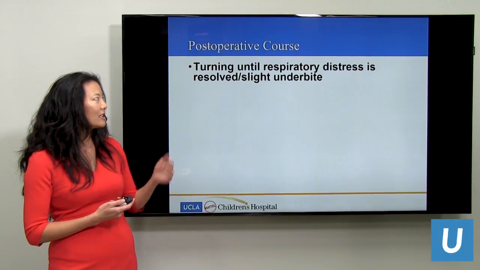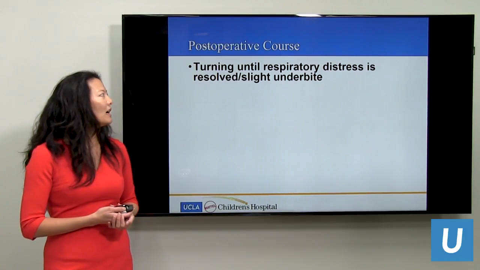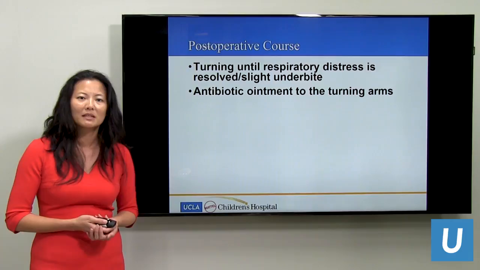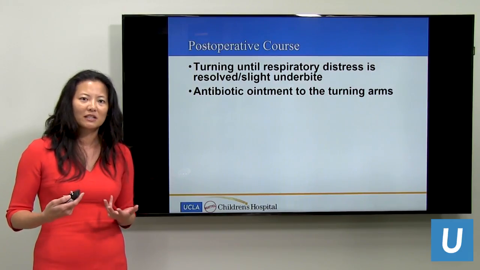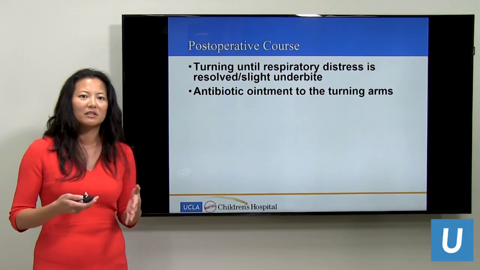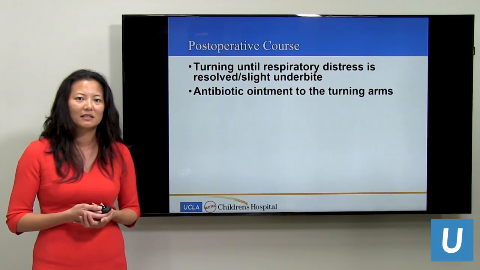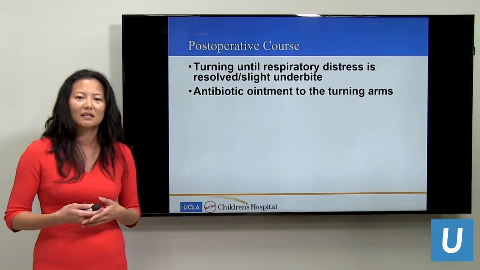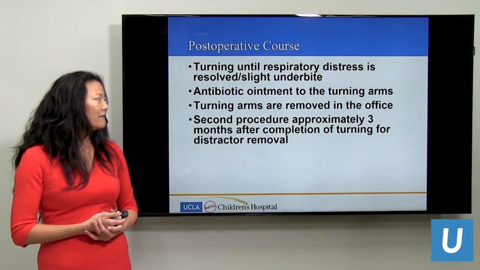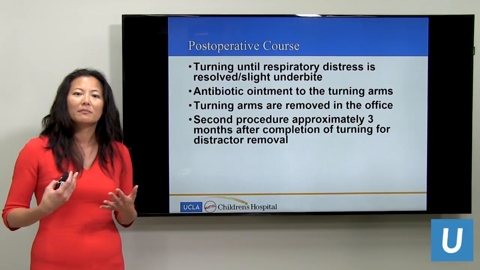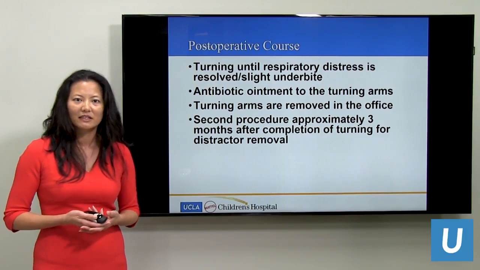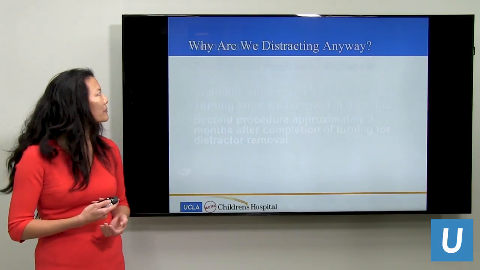Post-operatively, we turn again until the respiratory distress is resolved. With a slight underbite, we put a little bit of antibiotic ointment on the turning arms, and actually all the turning is done by the parents at home, except for the acute period while they're still in the hospital. So a lot of this is done by parents, and they do quite well with that. Turning arms are removed in the office, and 3 months later we bring the baby back to the operating room and we take out the distractors. That's also under general anesthesia because we're taking out some hardware.